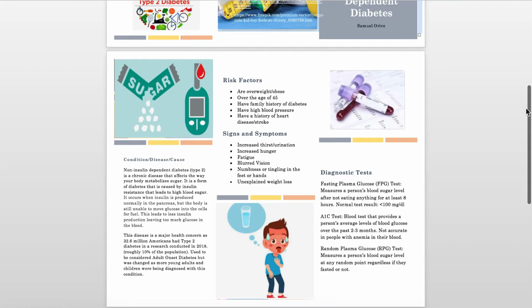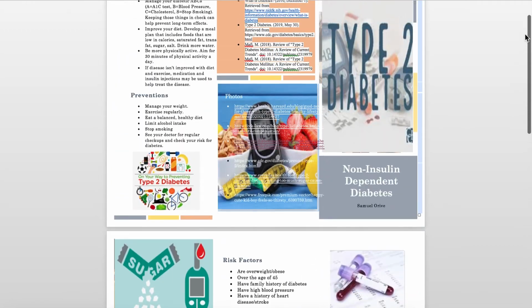Another test used would be the A1C test. It is a blood test that provides a person's average level of blood glucose over the past 2 or 3 months. This test is not accurate with anemia in a person's blood. And then another test used is the random plasma glucose test. This measures a person's blood sugar level at any random point, regardless of whether they fasted or not.